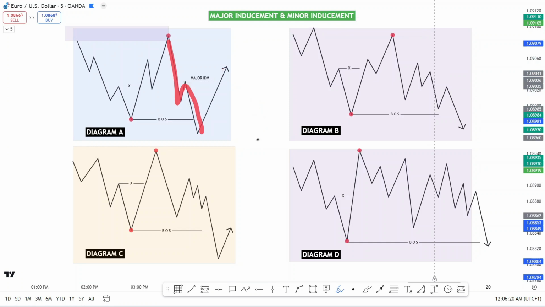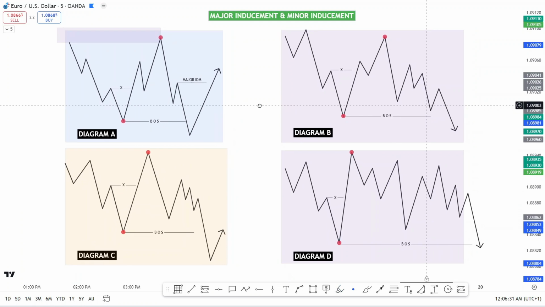So let's not waste much time on diagram A, because we have a lot to discuss on diagram B, C, and especially diagram D. So you want to know this and learn this once and for all. Okay, so we have diagram B. Diagram B is quite similar, but there is a difference.